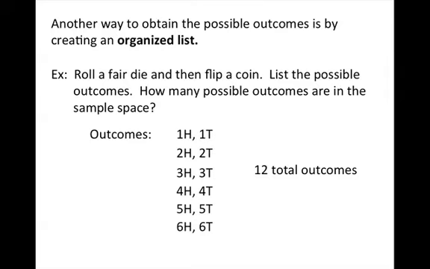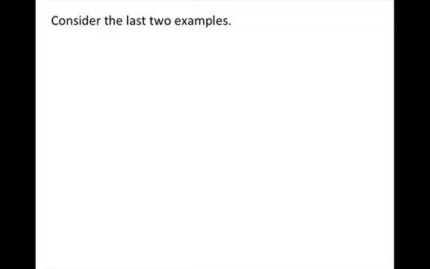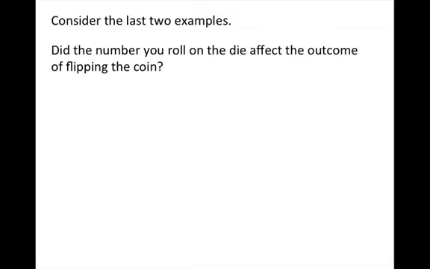The tree diagram and the organized list are just good ways to visualize the different outcomes. But sometimes I don't have to list all the different outcomes, especially if I had more than 12 outcomes. So let's look at other ways to find those total outcomes without doing the tree diagram and without doing the list. Let's consider the last two examples. Did the number I roll on the die affect the outcome of flipping the coin? And no, rolling that die and flipping the coin, one doesn't affect the other.